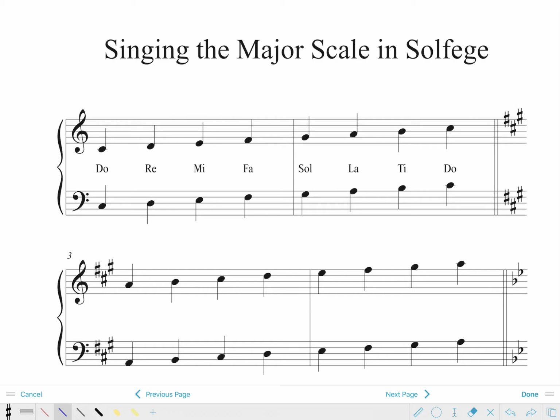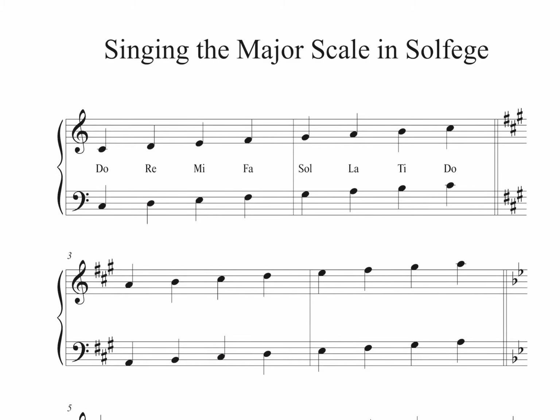We use the syllables of solfege in singing because singers don't have a keyboard built into them, and therefore, in order to approximate the same whole steps and half steps that the keyboard has, we use solfege: do, re, mi, fa, sol, la, ti, do, to approximate the same steps.